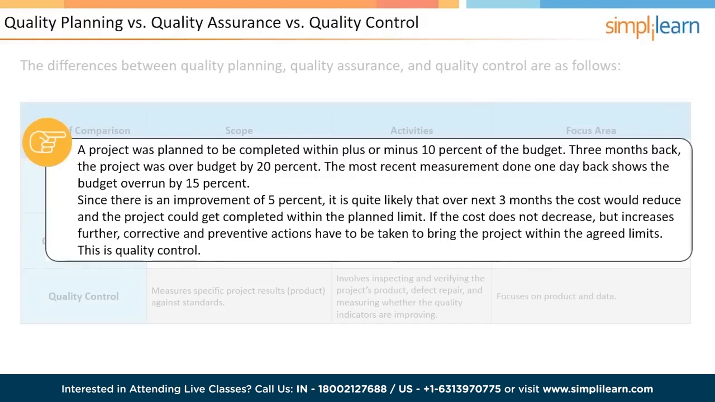Instead of showing improvement, if the data shows a cost increase, then corrective and preventative actions are required to get the project within the 10% limit. This is quality control. In the next screen, let us discuss a few quality management concepts.